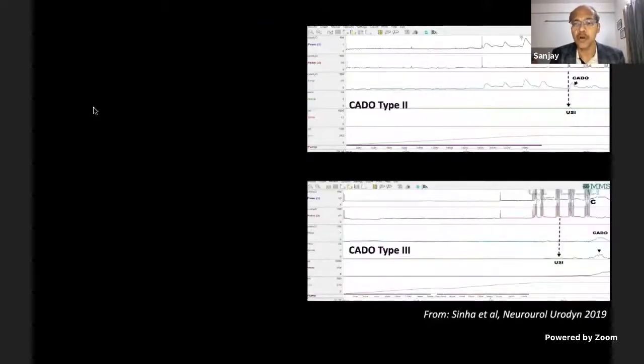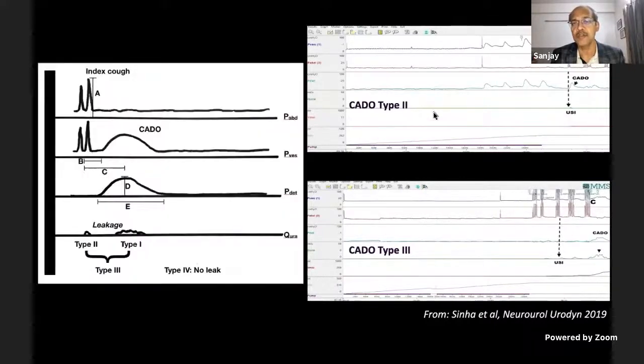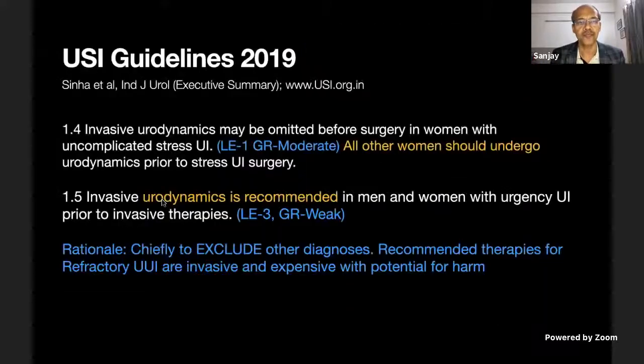Sometimes you can get what's called cough-associated detrusor overactivity. And you can see here two different types of cough-associated detrusor overactivity. This is a patient in whom the leak happens with the cough, but there is CADO. Here you can see the leak happens both with the cough as well as with the phasic contraction. This is another type of CADO. So you can get various different types of cough-associated detrusor overactivity during the test. And it's important to recognize these so that you can offer the right treatment to your patient.